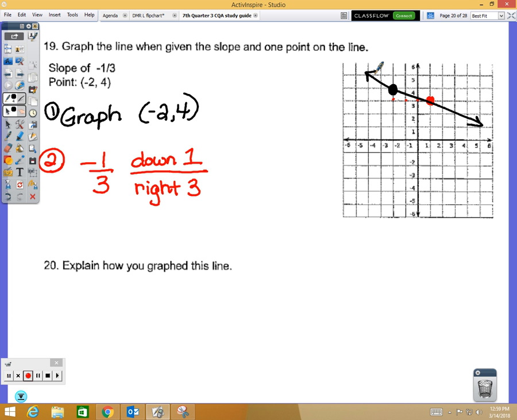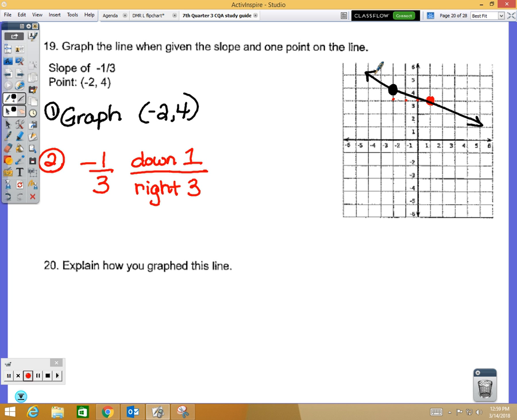Number 20, explain how you graphed this line. So basically, it's like what you would say to someone that just walked in here and you had to tell them how to do the problem. First, I graphed -2, 4. Then I went down 1 and right 3 for the slope.